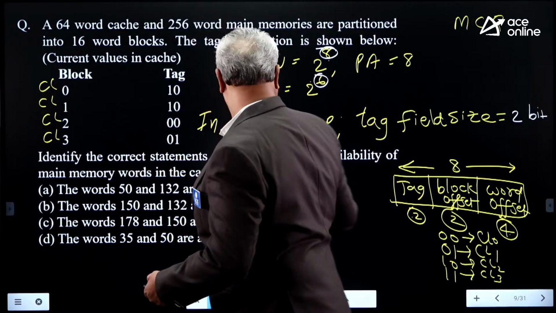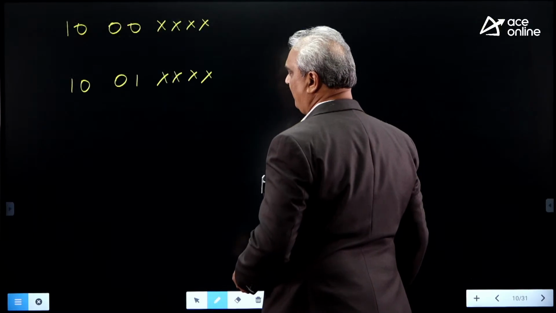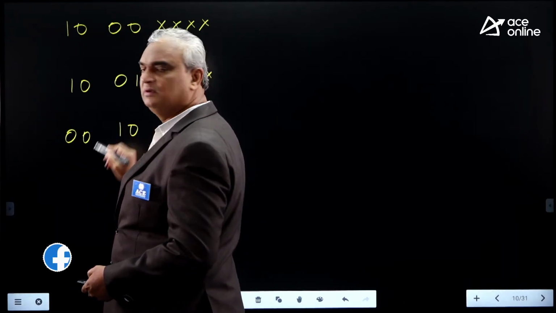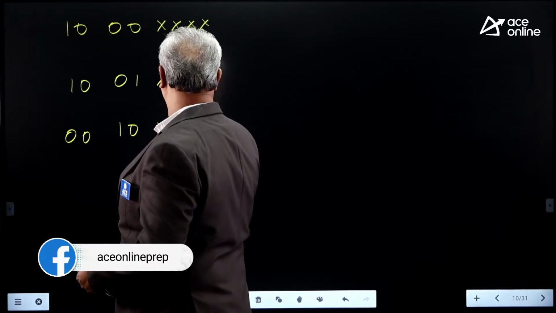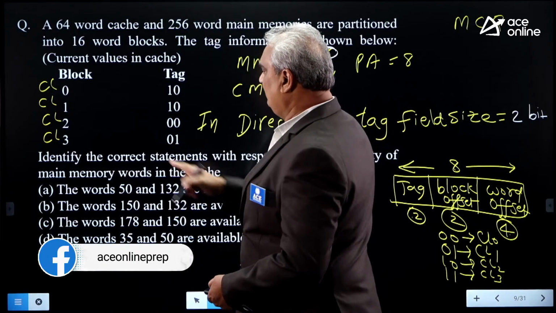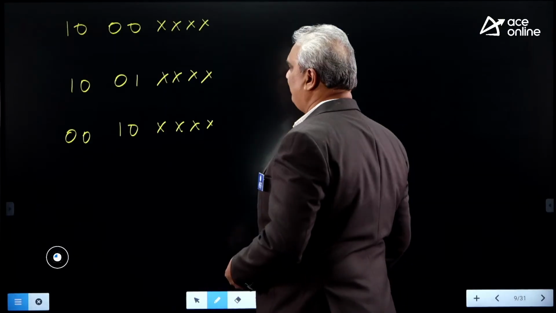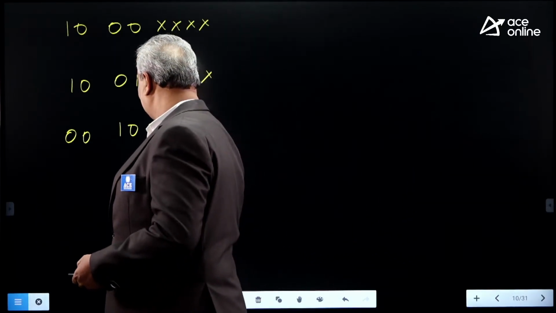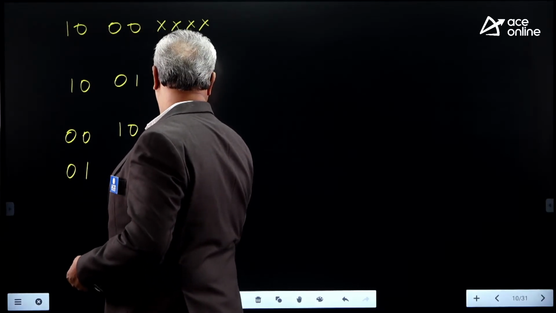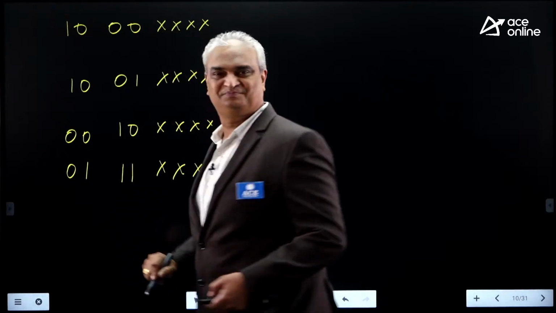For CL2, 00, here CL2 means 10, binary value, again 4 don't cares. Next, CL3, 01. CL3 means 1101; it is the physical address format.